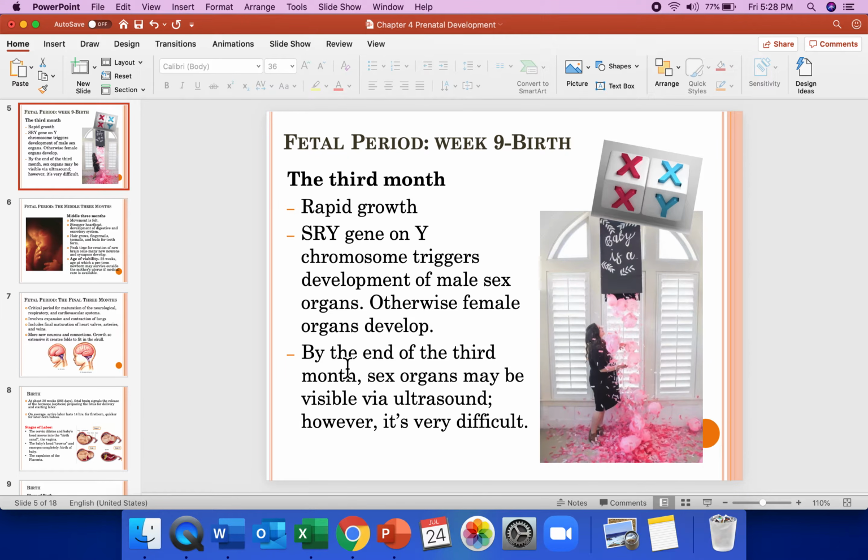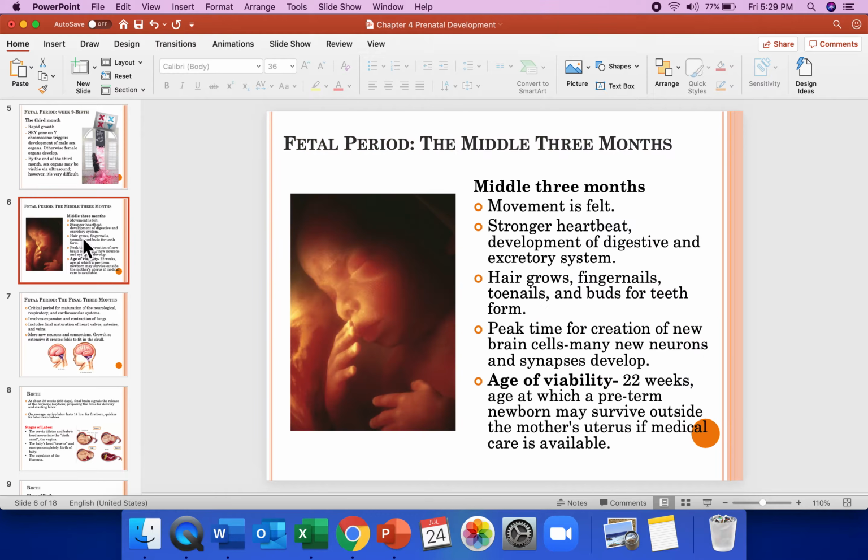All right. So by the end of the third month, sex organs are visible, but they're very hard to see through an ultrasound. So if you are pregnant, or if you know someone who's pregnant and they're excited about finding the gender of their baby, chances are they might want to wait until the sex organs are visibly developed around, I would say, maybe 18 weeks or 20 weeks. It is much more visible and much easier, and probably fewer mistakes can happen. All right, completed the third month.